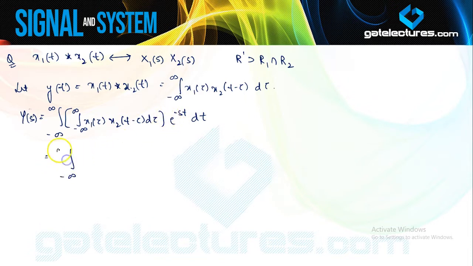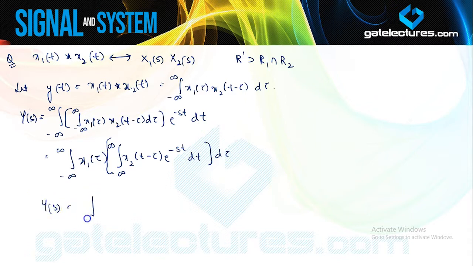Now I just take some terms. I'm taking this x1(tau) out of this integration, just changing the order of integration. Inside this integration, I keep x2(t minus tau) e to the power minus st dt, right? I just put this in one single bracket. Outside I am having d tau. So if you just see, this is going to be the Laplace transform of the shifted signal t minus tau. If we had x2(t) here, I would say this corresponds to X2(s), but now I've provided a shift of tau in this signal x2(t). So this bracket represents the Laplace transform of the shifted signal x2(t minus tau).